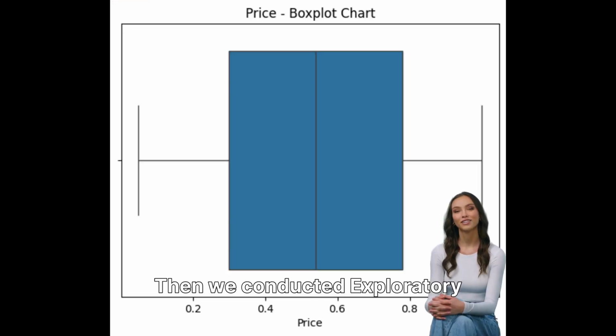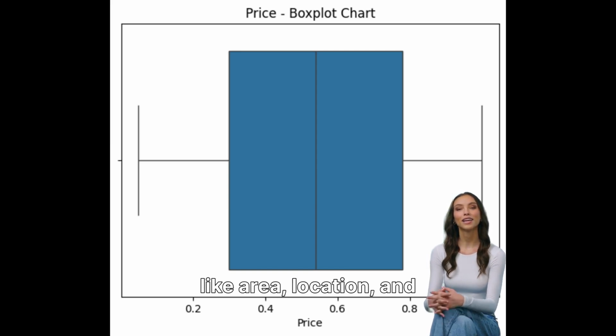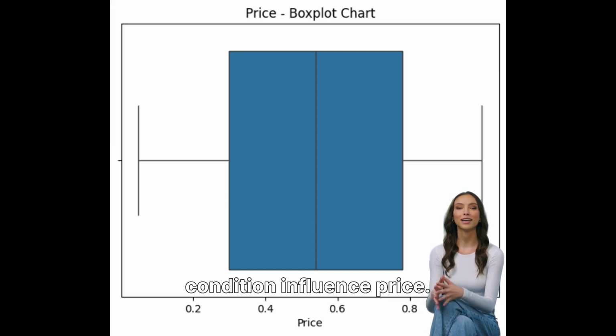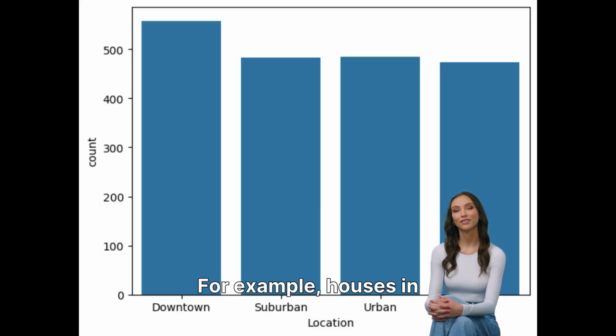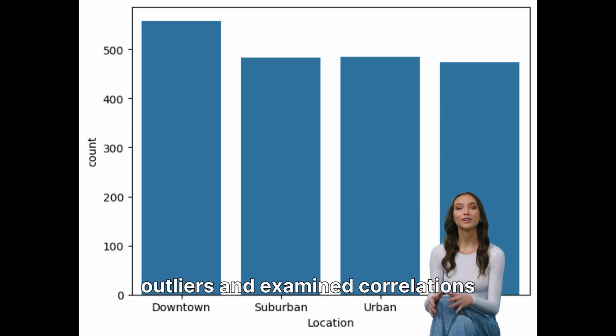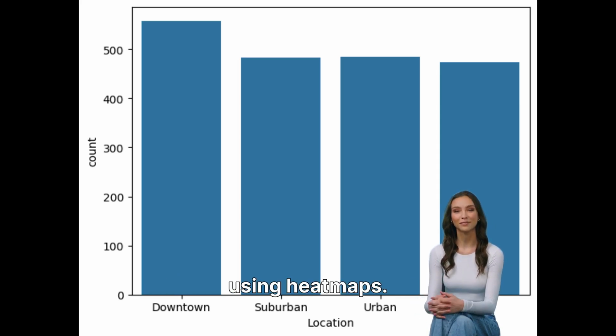Then we conducted exploratory data analysis, also known as EDA. We explored how features like area, location, and condition influence price. For example, houses in downtown areas and those in excellent condition tend to cost more. We also checked for outliers and examined correlations using heat maps.